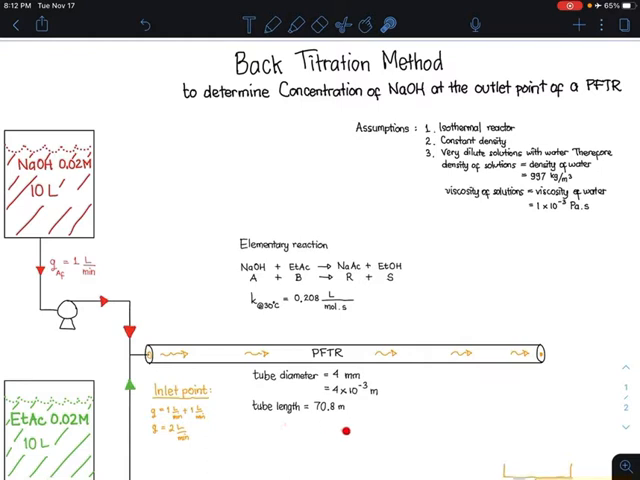Let's say the plug flow tubular reactor is already designed: the tube diameter is 4 mm and the tube length is 70.8 meter. We know the reaction is an elementary reaction: sodium hydroxide plus ethyl acetate forms sodium acetate plus ethanol. To simplify, A is sodium hydroxide, B is ethyl acetate. The rate constant at 30 degrees Celsius is 0.208 liter per mole second.